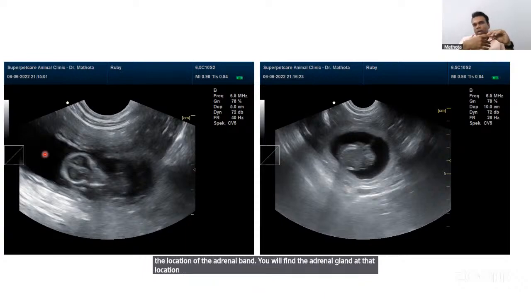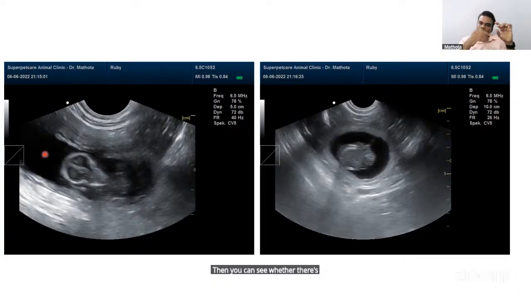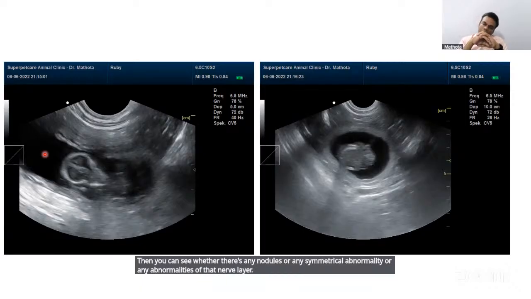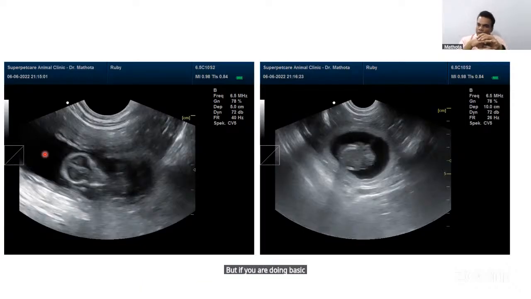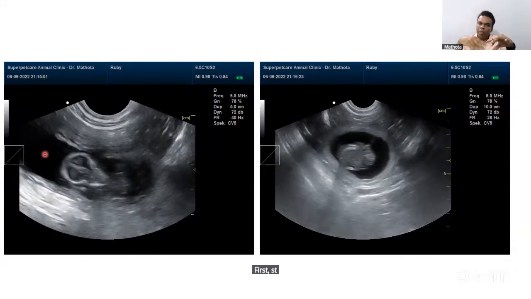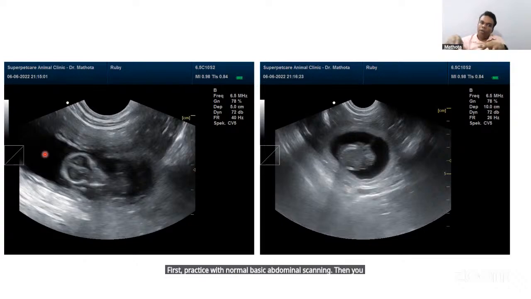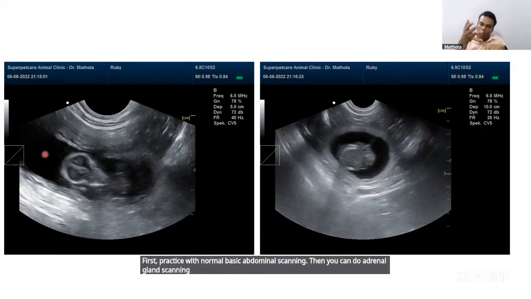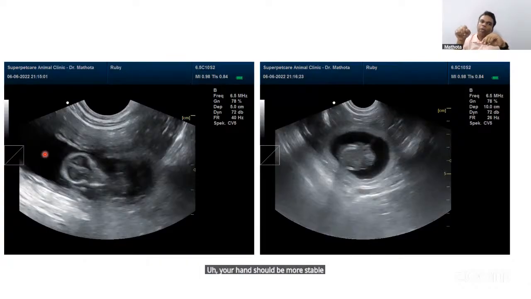When you focus on the adrenal gland, you can measure its size. Then you can see whether there are any nodules, any asymmetrical abnormality, or any other abnormalities of the adrenal gland. But if you are doing a basic abdominal scan, I advise you not to try the adrenal gland because it's very difficult. First, practice with normal basic abdominal scanning. Then you can do adrenal gland scanning. But you should have a high frequency probe, and your hand should be more stable to keep the adrenal gland on the screen without it moving.